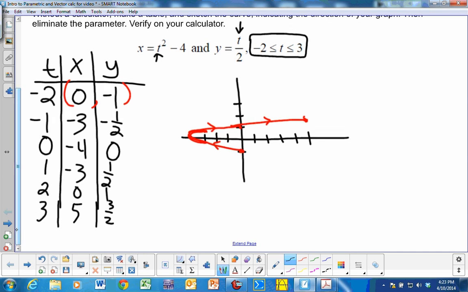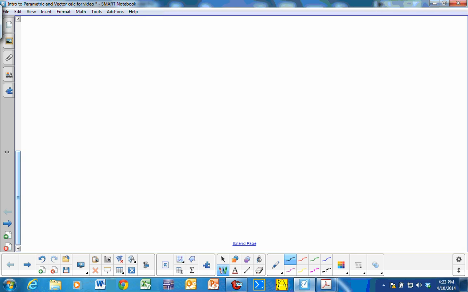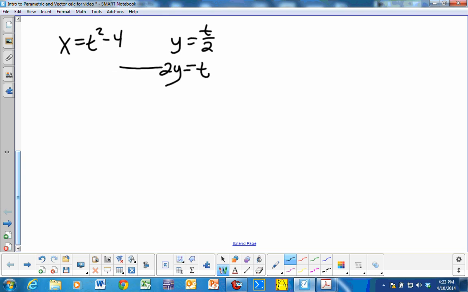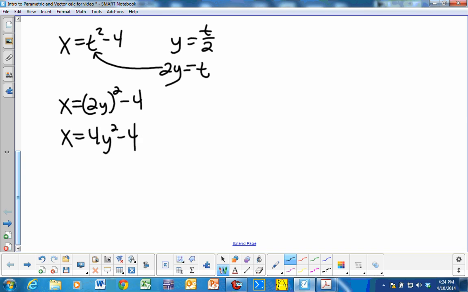So let's see if that makes any sense with what we do when we eliminate the parameter. So what we do to eliminate it is we do exactly that. We just eliminate it. So here were my equations. x equals t squared minus 4 and y equals t over 2. So I want to get rid of t. So I want to have just x and y, so I have a regular equation that I'm used to. So the easiest one would be over here to solve for t by multiplying by 2. So I get that t equals 2y. Now I'm going to take that and substitute it in for t. So x equals (2y) squared minus 4. So x equals 4y squared minus 4.